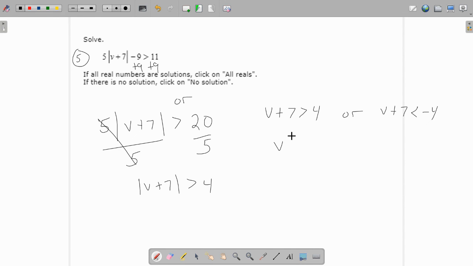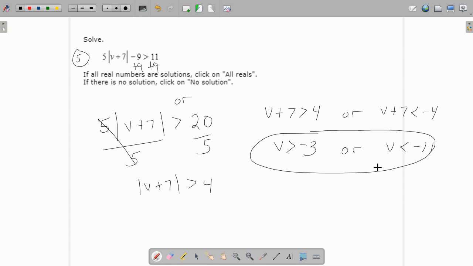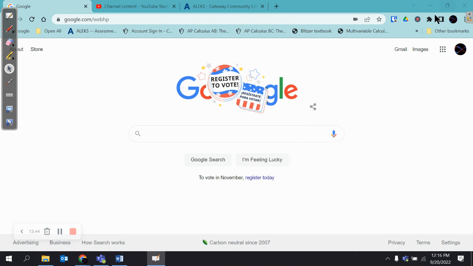So subtract 7. 4 minus 7, -3. V greater than -3. Or subtract 7. V is less than -11. Greater than -3, less than -11 there. And that completes this part of our lesson.